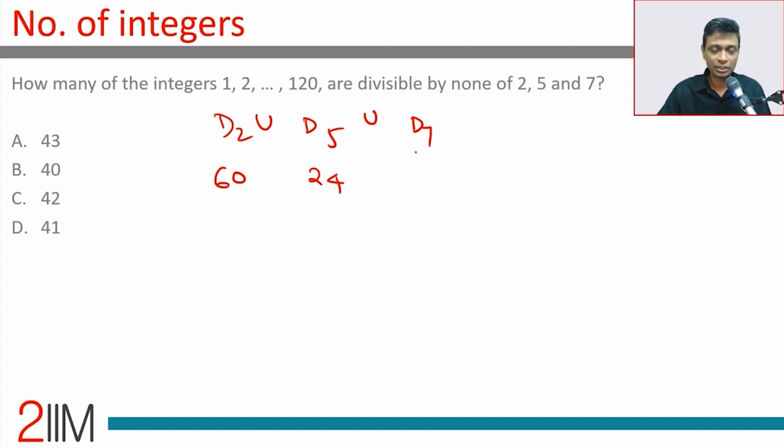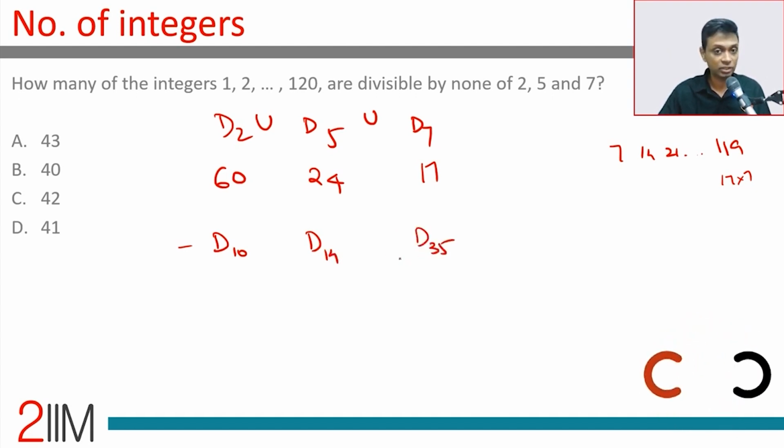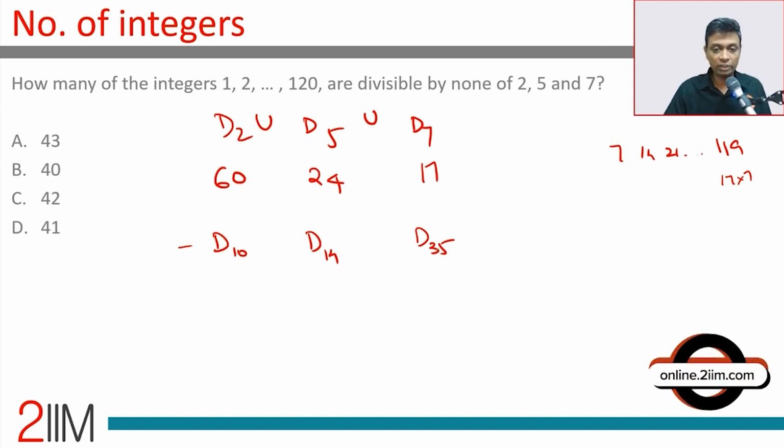By 7, we're counting everything from 7, 14, 21, all the way till 70, 98, 105, 112, 119. So 17 into 7. 17 numbers. Now we want to find A union B union C. We need to subtract the intersection of 2 and 5, numbers divisible by 10. Intersection of 2 and 7, 14. Of 5 and 7, 35.